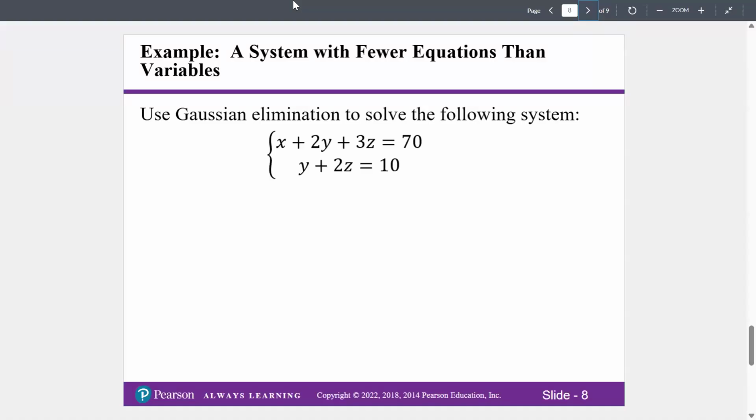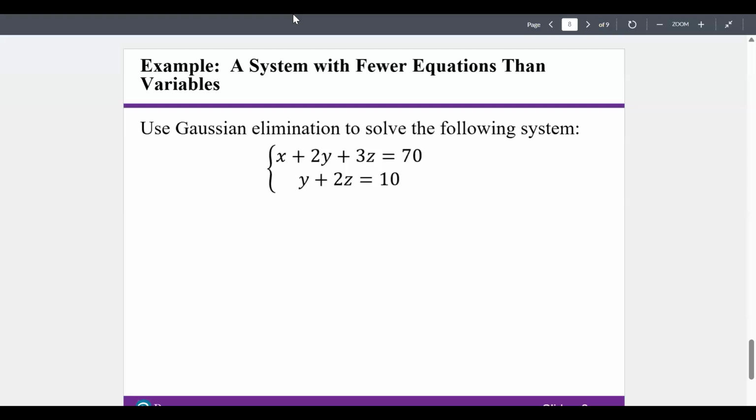Okay, another case where we can end up with infinite solutions is if we have fewer equations than we have variables. So if I had 4 variables but only 3 equations, one of my variables is going to be the one that all the rest of them are going to be dependent on. So it's going to be like our infinite solutions case. We're going to make this easy. We're just going to do 3 variables but only 2 equations. We'll go a little bit further with the matrix. We got a matrix that looks like this: 1, 2, 3, 70, 0, 1, 2, 10.